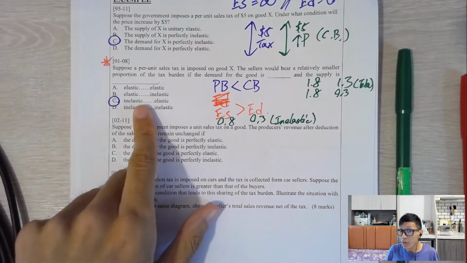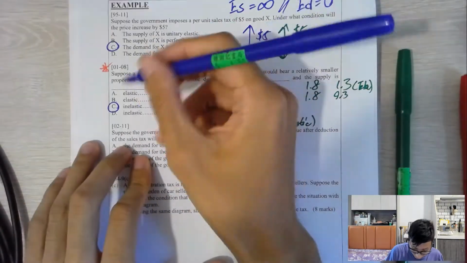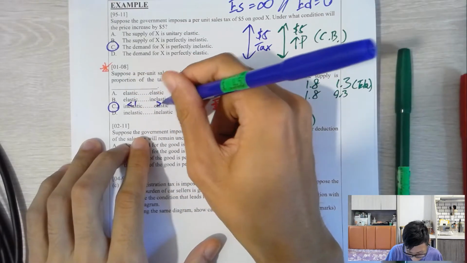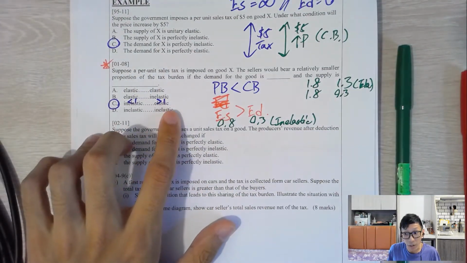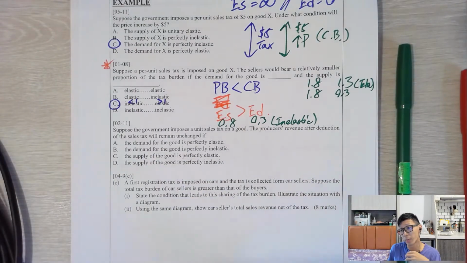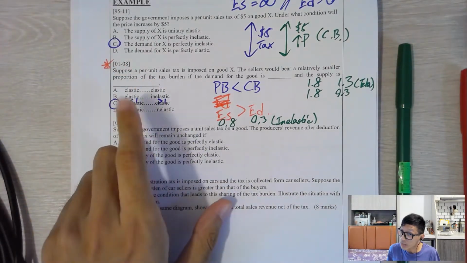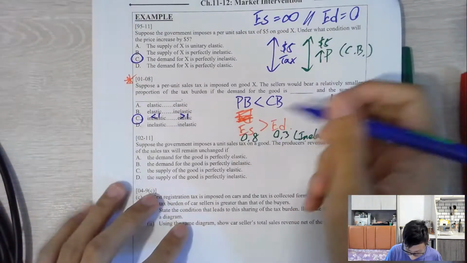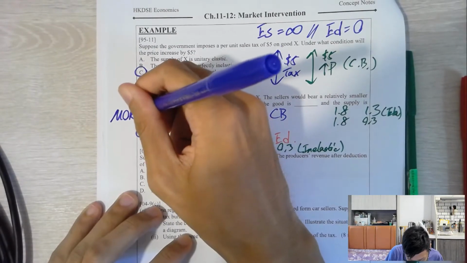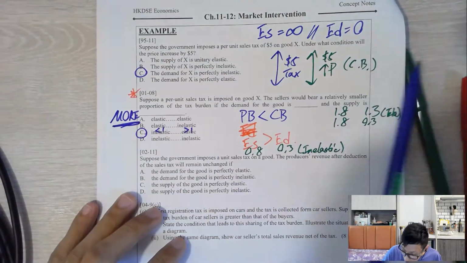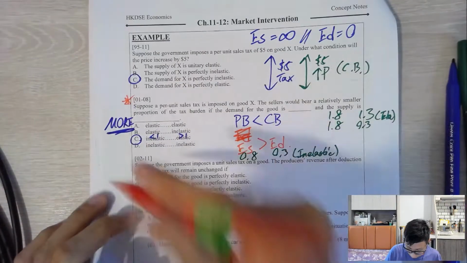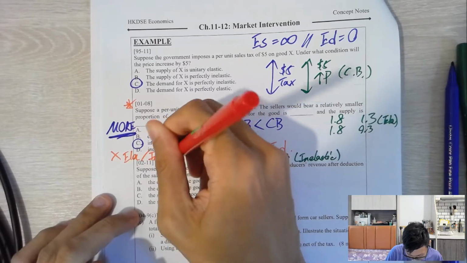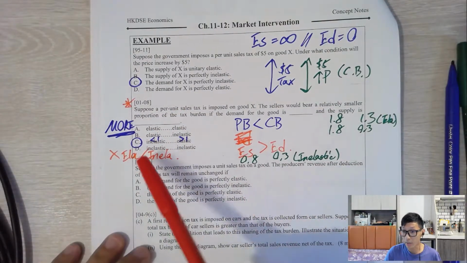Okay? The main point is not inelastic and elastic. The main point is, this is smaller than one. This is bigger than one. We are sure bigger than one must be bigger than smaller than one. 是吗? 大过一个数一定是比小过一个数 elastic. So, the key point is more elastic, but not elastic or inelastic. OK, 行不行?